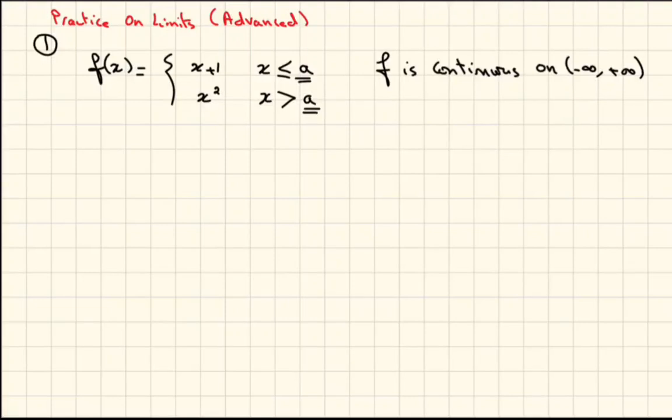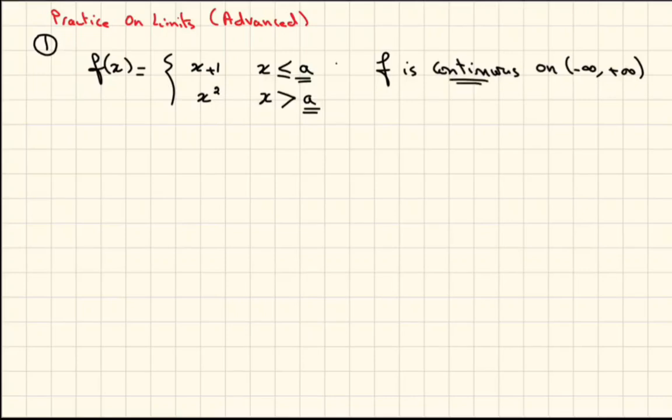In this video, we're gonna do some practice on limits, and these questions are advanced. So let's say you have a piecewise function, x plus 1 and x squared. The first piece is when x is smaller than or equal to a, and x squared when x is bigger than a. They told you here f is continuous on minus infinity plus infinity. It means continuous everywhere.